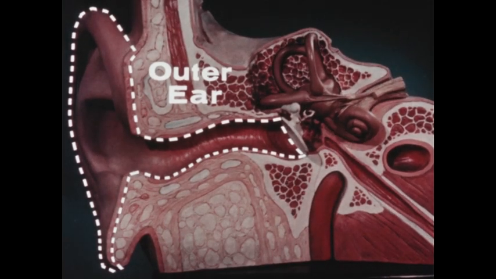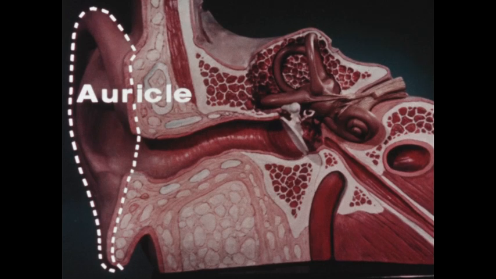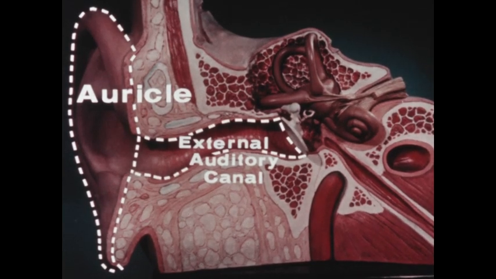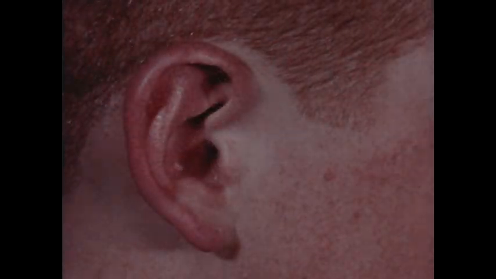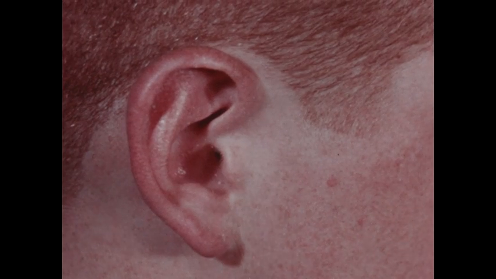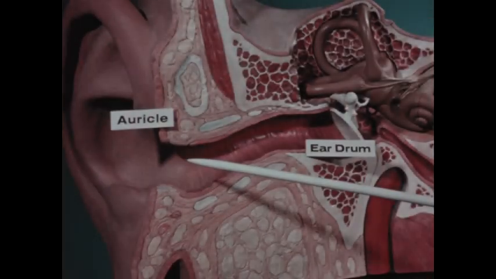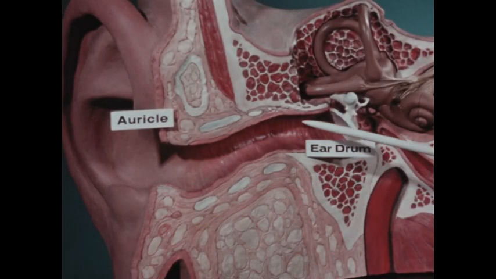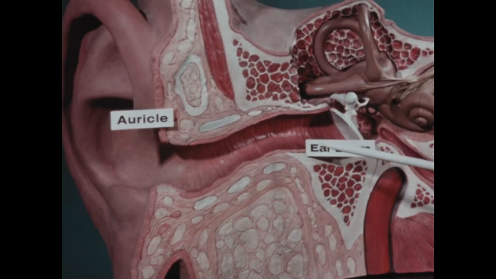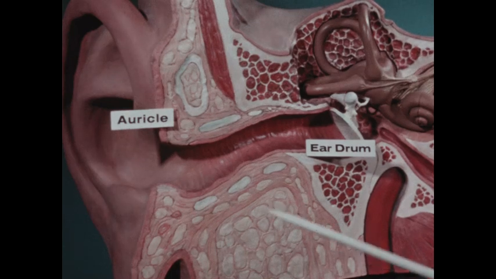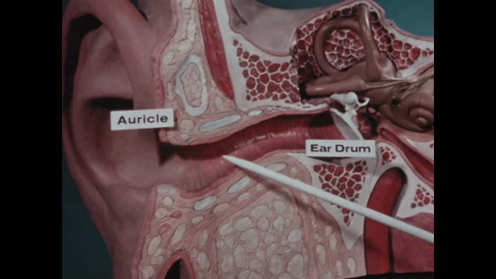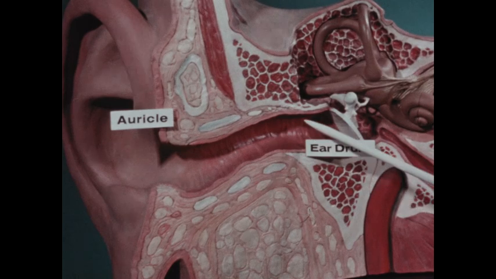The outer ear has two parts: the auricle and the external auditory canal. The auricle is the part of the ear outside the skull. It directs sound vibrations into the auditory canal, which leads to the eardrum. This is a thin, delicate membrane which seals off the end of the canal. The eardrum is protected from dirt and insects by tiny hairs and wax-producing glands in the auditory canal.